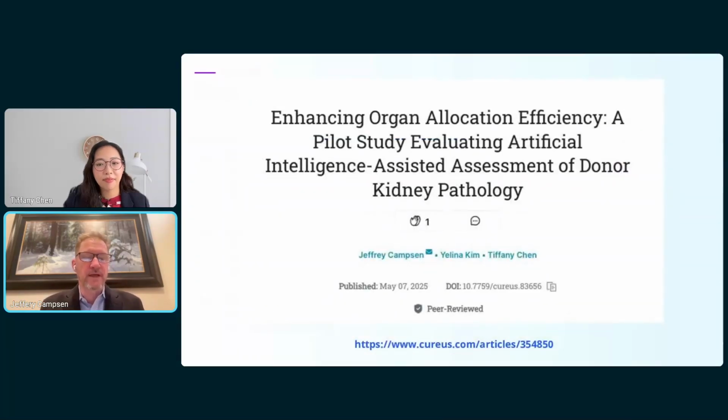This is the paper that we wrote and was published. You can find this on PubMed. We're really proud of it. It describes everything that Dr. Chen went through in detail, how we did everything. And again, there'll be a link to it. And there are a lot more pictures in it too.